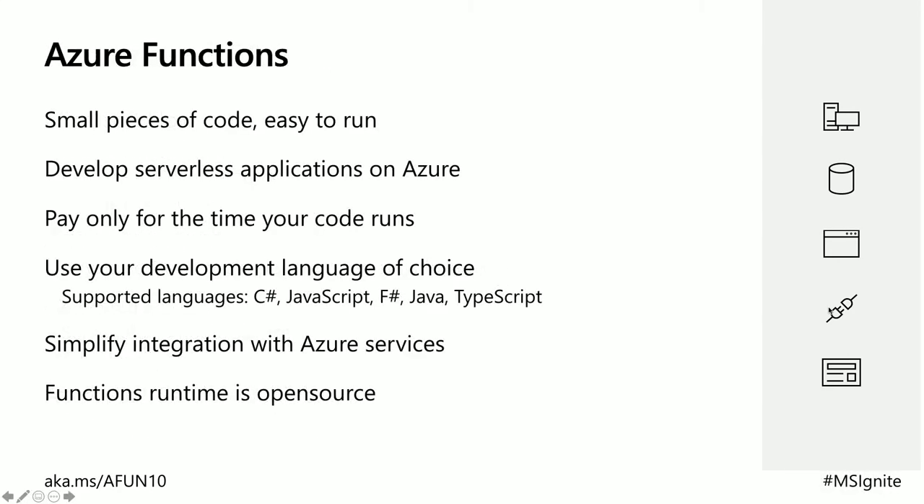And so when we talk about functions for a little bit, the big thing here is that the pieces of code are small and they're easy to run. You can develop them locally, like I said, they can be run locally or in the cloud. And you can use whatever development language you're most comfortable with. So right now we support C# and JavaScript and TypeScript and Java and F# and Python. And it also makes it really easy to integrate with other Azure services. And the runtime is actually completely open source, which is really great.